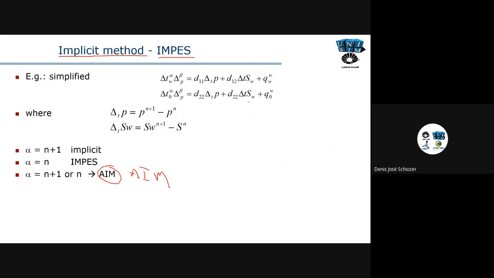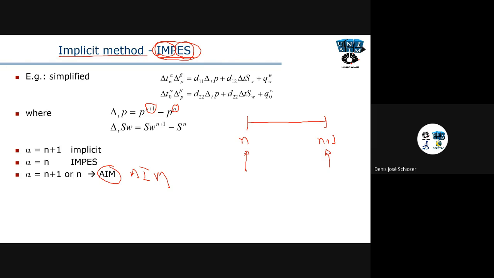However, if we want a faster solution, we can try to use the implicit formulation. What is implicit formulation? It's implicit for pressure and explicit for saturation. What does that mean? Remember that when we call n, it's the beginning of the time step, and when we call n+1, it's the end of the time step, and we are trying to solve from n to n+1. Okay, so when I go to n+1, I know all the variables in n.